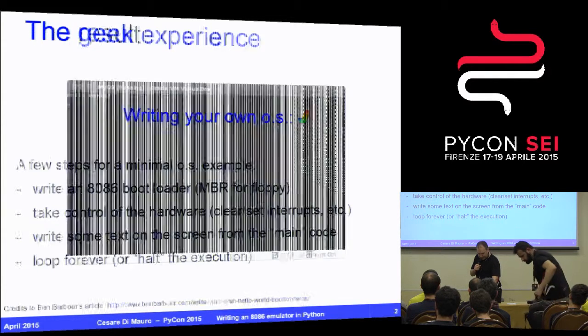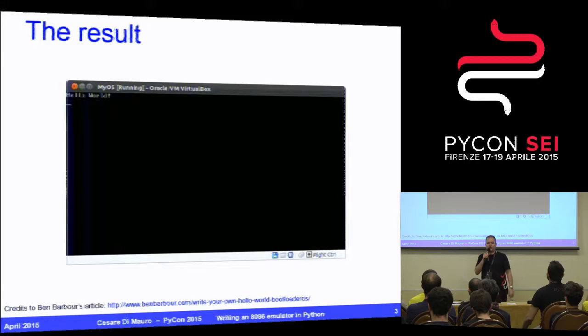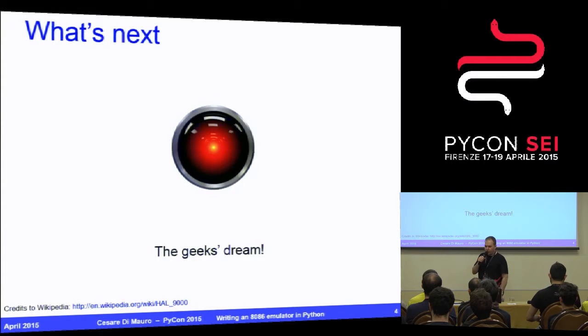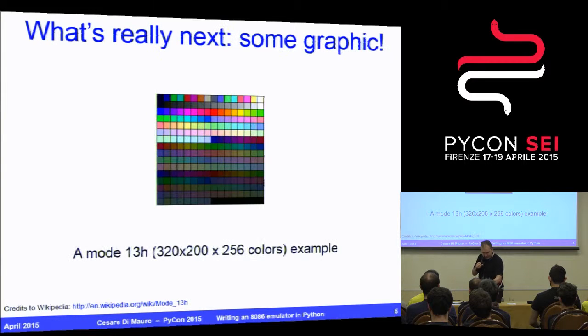What's the next step? And that's the result, basically. No, the classic hello world. What's next? That's the dream for coders, no? Creating something more complicated, like the HAL 9000, for example. But what's really next, after you have played a bit with the text?